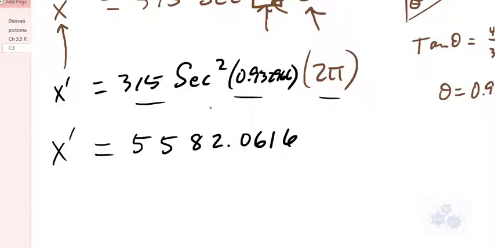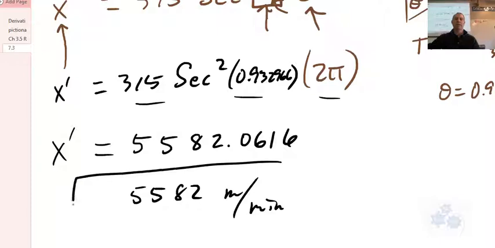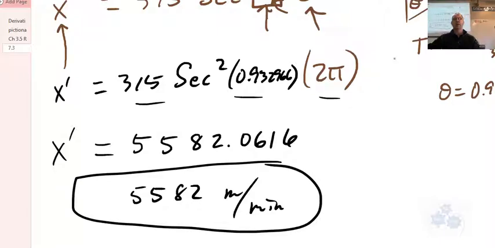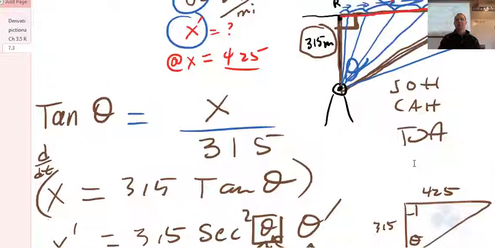All right, so just in decimal form, here's your answer. You finish that off with a little sentence saying the beam is sweeping along the shore at approximately 5,582 meters per minute. Okay, so here's your answer for how fast the light is sweeping along the shore. Any questions?